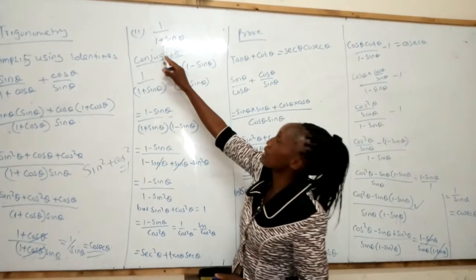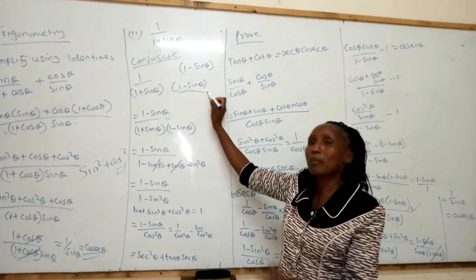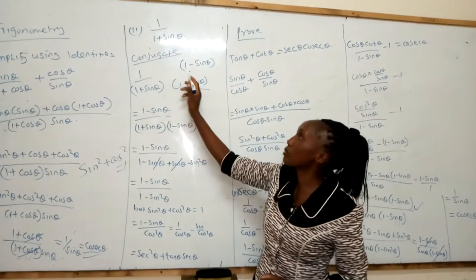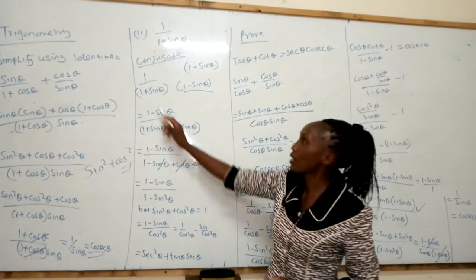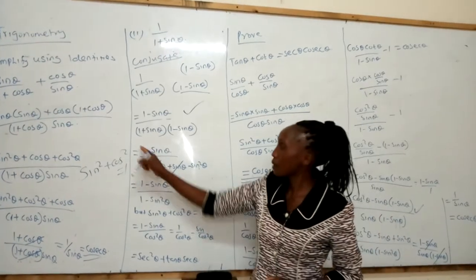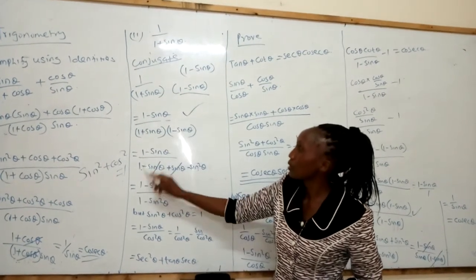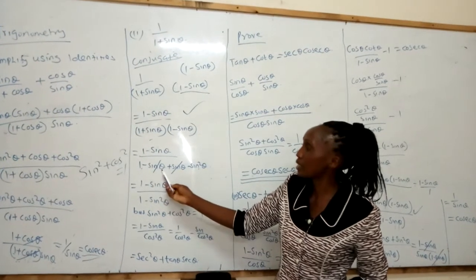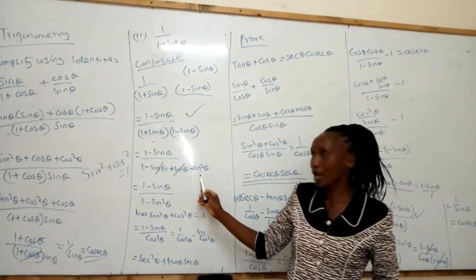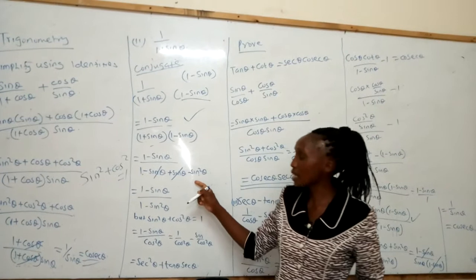In our case, because it is 1 plus sine theta, the conjugate will be negative, which is 1 minus sine theta. You multiply the denominator and the upper part, which is 1, by 1 minus sine theta. In the upper part we have 1 minus sine theta. 1 times 1 is 1, 1 times sine theta is minus sine theta, sine theta times 1 is plus sine theta, and minus sine times sine is minus sine squared. Minus sine plus sine is 0, so you cancel and remain with 1 minus sine squared.